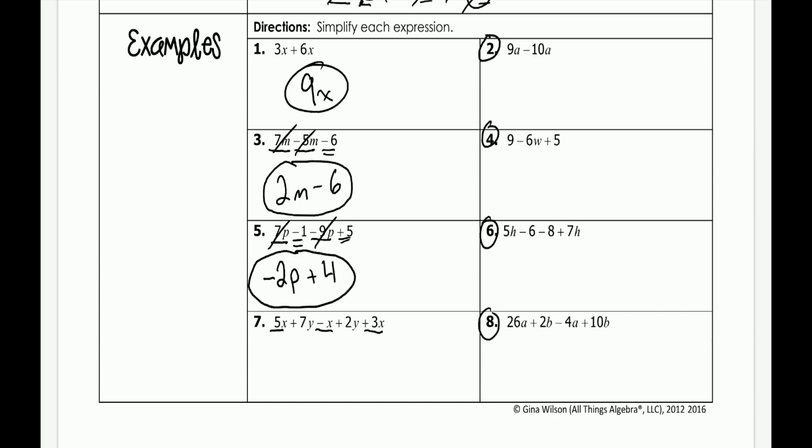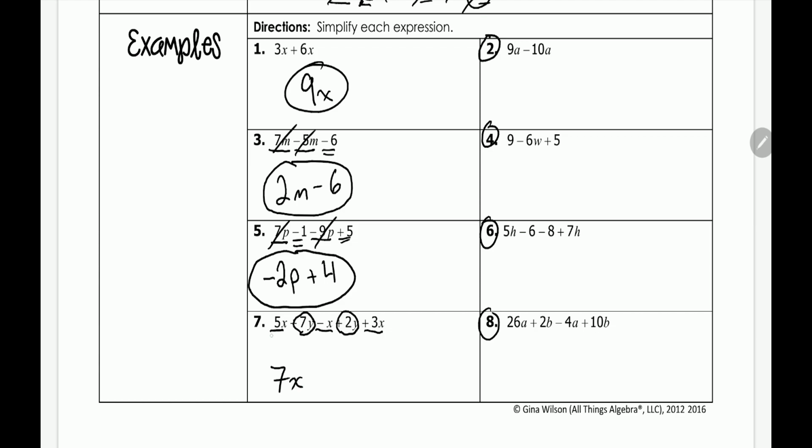Next, we're going to do something with the y's. So let's circle them this time. So we're going to circle everything that has a y. We have 7y and 2y. We're going to combine everything that we underlined. So we have 5x minus x plus 3x. So what we need to do is say, well, 5x minus x, that gives us 4x. And then 4x plus 3x will give us 7x.